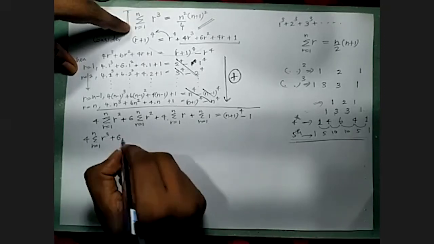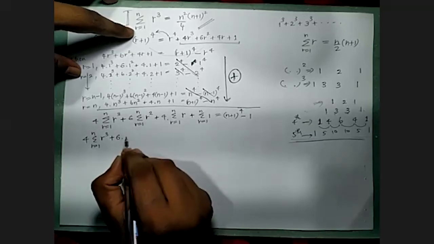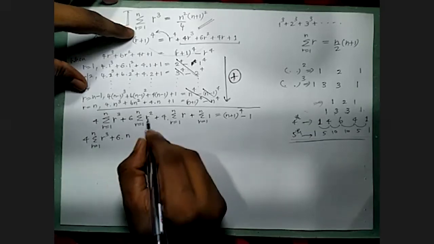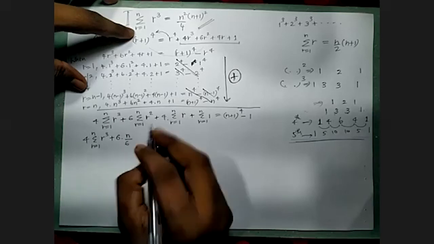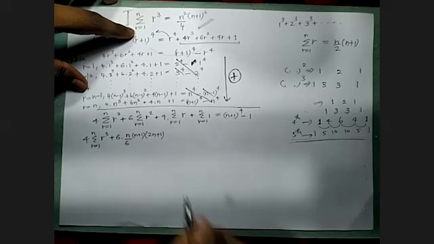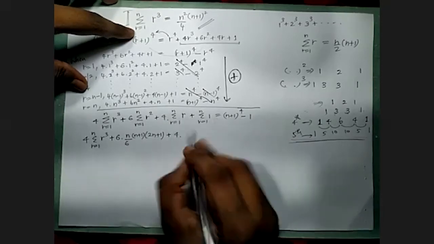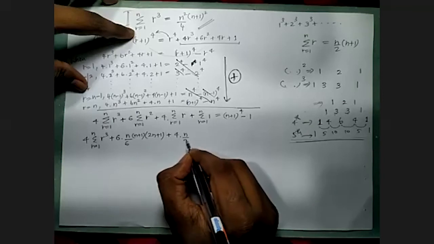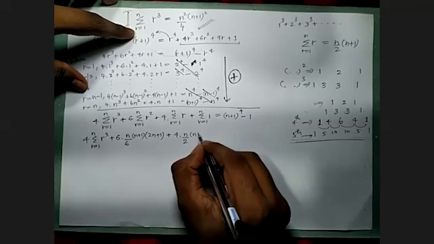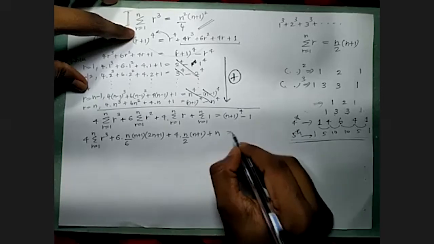6 times sigma r square. What is the answer? Sigma r square is n by 6 into n plus 1 into 2n plus 1. Then here 4 times sigma r, that is n over 2 into n plus 1. Sigma 1, that is n.